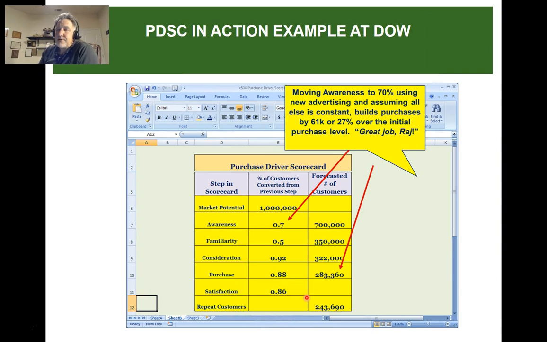All right, and as you can see, we can play with various parameters, such as we've run an advertising campaign. By running that advertising campaign, we can improve awareness. So guess what? We can adjust. Remember that was previously, I think, 55%. Now we have 70% awareness. So all of a sudden, that change of awareness, if you link your purchase driver scorecard, will drive both the number of primary purchase customers, but also your repeat customers as well.